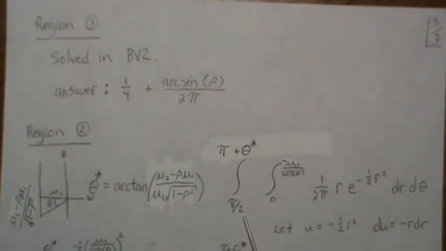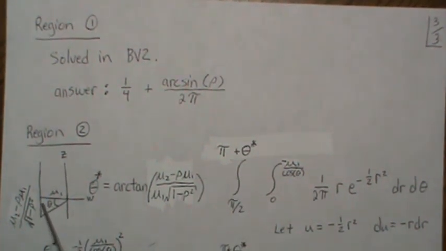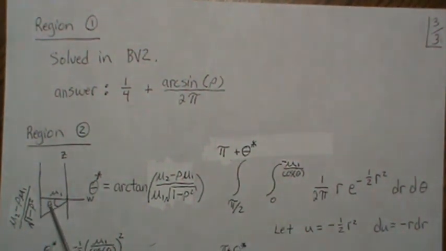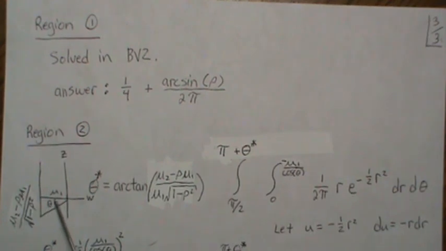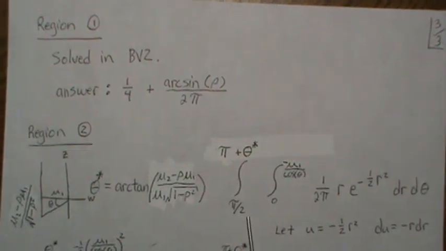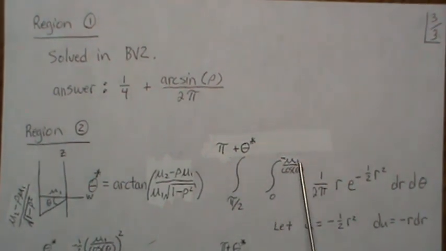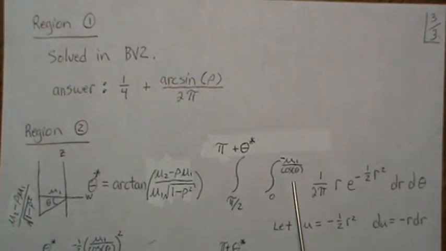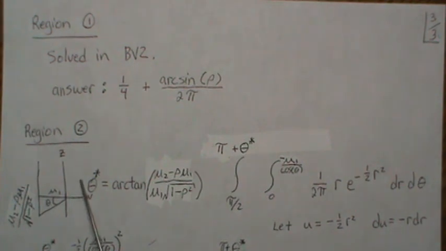So for our integral, to this distance r, if we look at the cosine of theta, which is mu1 over r, then we can solve for r, and r ends up being mu1 divided by cosine of theta. So r goes along this angle here. So it boils down to the radius going from 0 to mu1 over cosine theta, and theta going from pi over 2 to pi plus theta star.